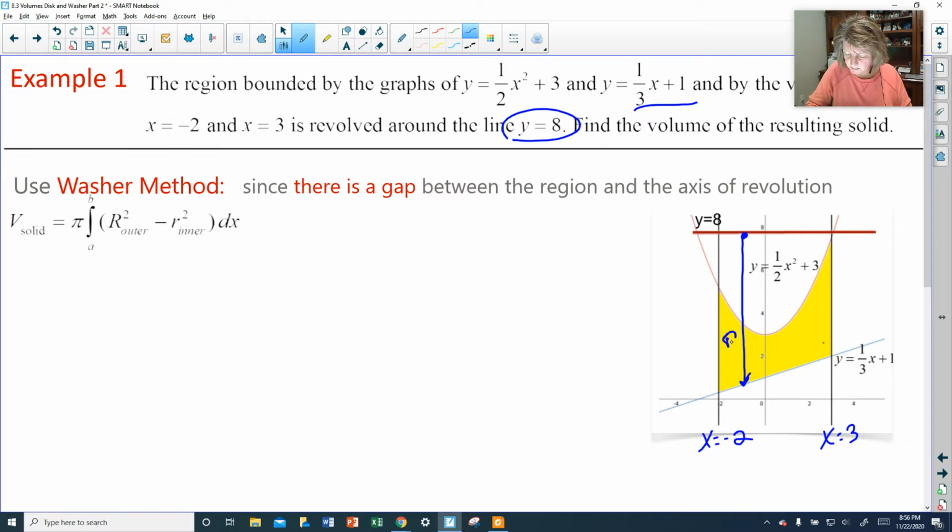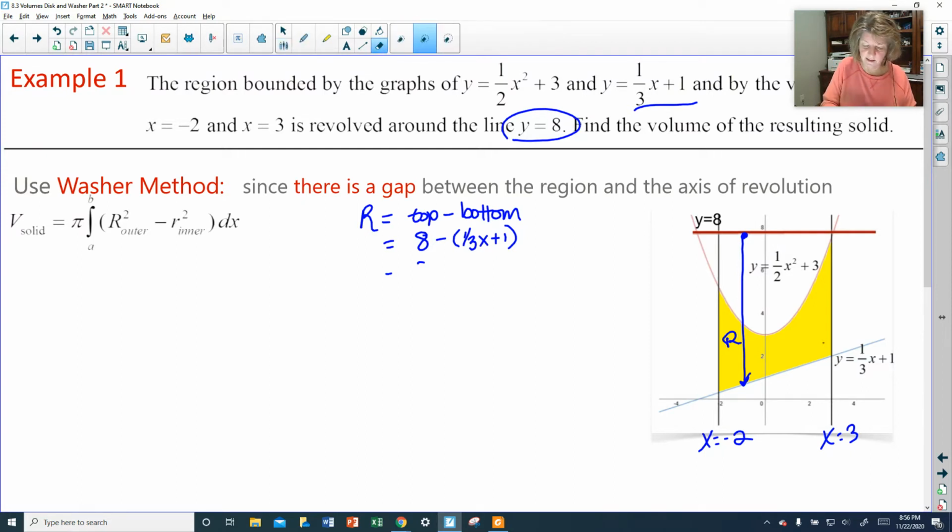So I'm going to call this my big R, and big R is going to be a top minus bottom calculation, and my top is 8. My bottom function is 1/3 x plus 1. I was going to simplify, but I think I'm just going to leave it there.